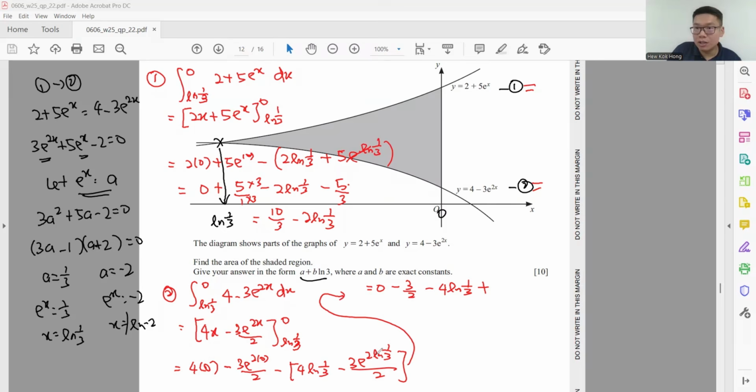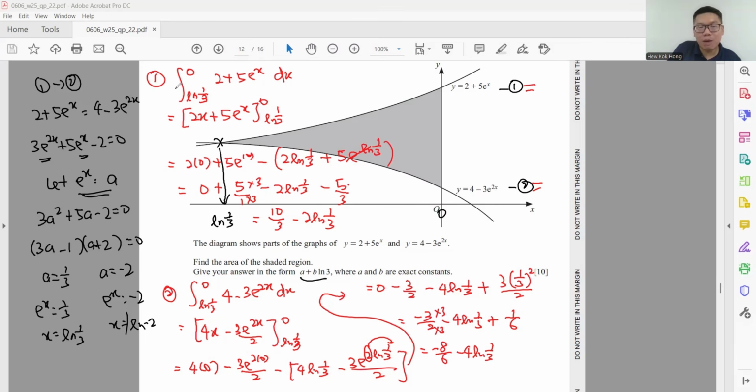Here, e and ln have a 2 in between them, so make sure these two become power 2 first. Then it will become 3 times 1 over 3 power 2 over 2. 3 times 1 over 9 will become 1 over 3. 1 over 3 divided by 2 is 1 over 6. And then minus 9 plus 1 is minus 8 over 6.